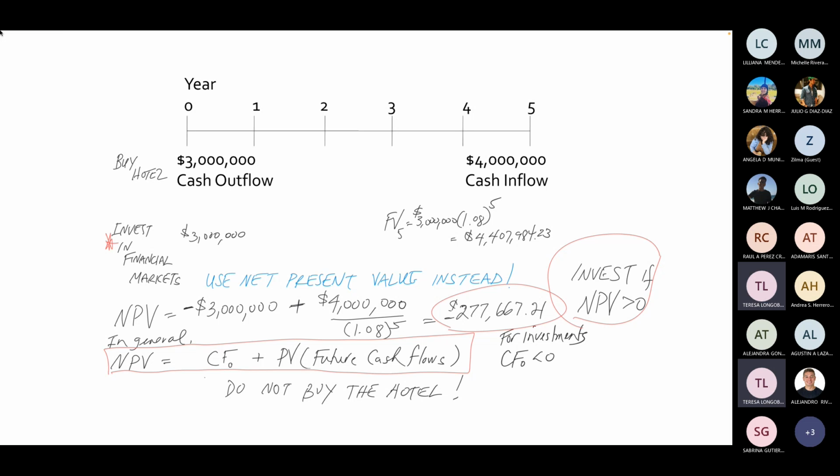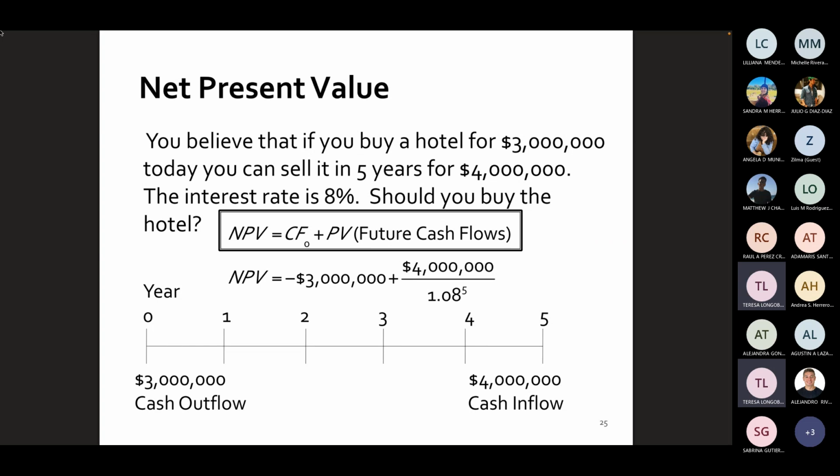All right, so let's see about another opportunity or another scenario. You believe if you buy a hotel for $3 million today, you can sell it in 5 years for $4 million.